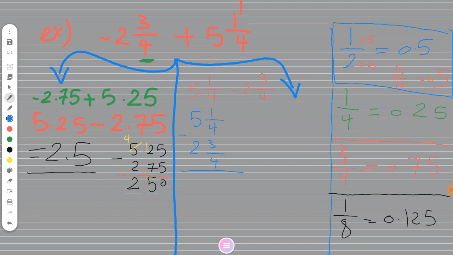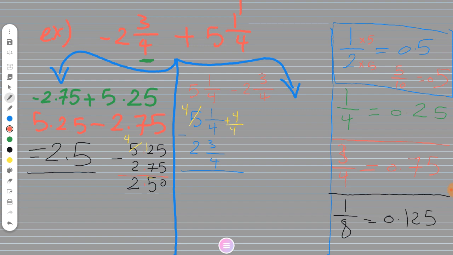1 over 4 minus 3 over 4 actually can't be done. Why? Because 1 over 4 is less than 3 over 4. So we'll take 1 from 5, 5 becomes 4. The 1 here is translated as what? I can put 1 as 4 over 4. So if we add 1 over 4 plus 4 over 4, now we have what?